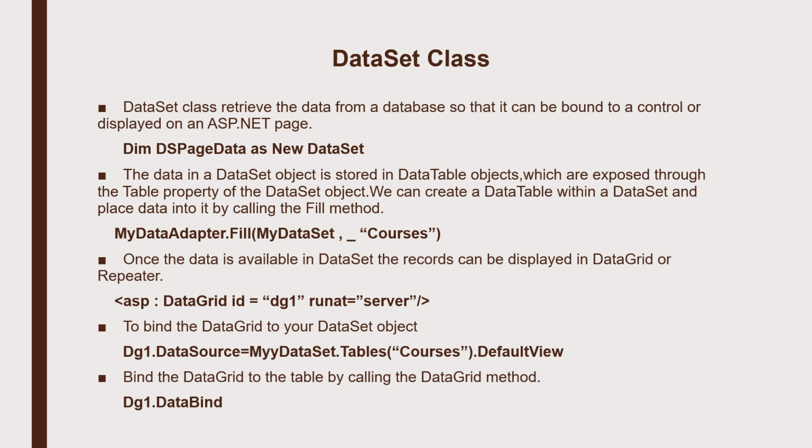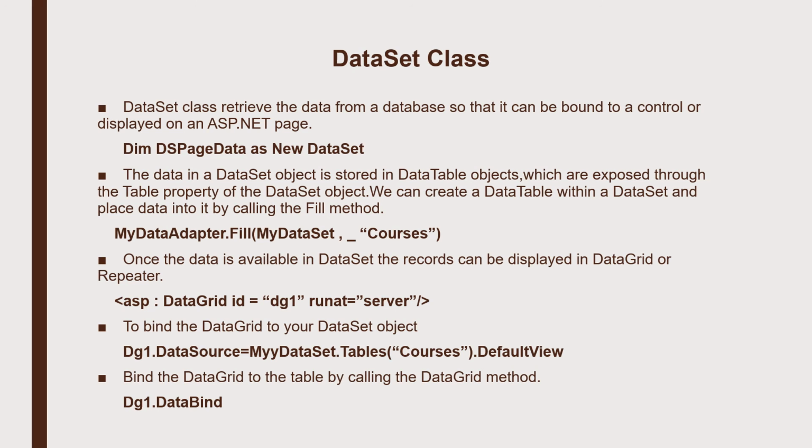Dataset class. Dataset class retrieves the data from a database so that it can be bound to a control or displayed on an ASP.NET page. So using this class, we can retrieve the data and either display it in a data grid or just display it in our ASP.NET page. So dim DS page data as new data set.